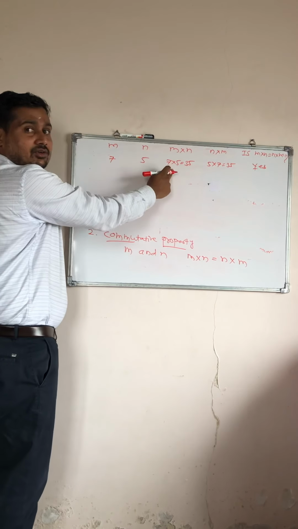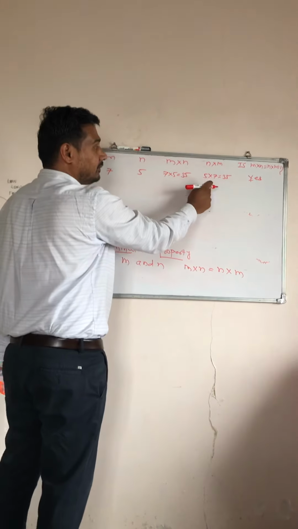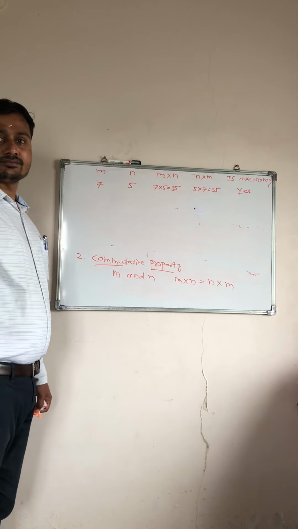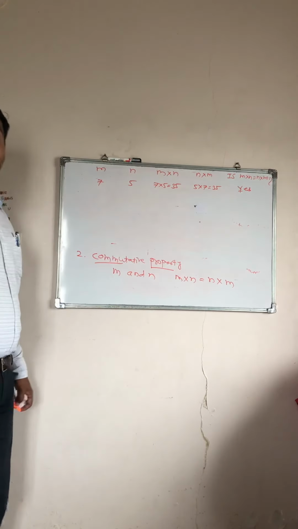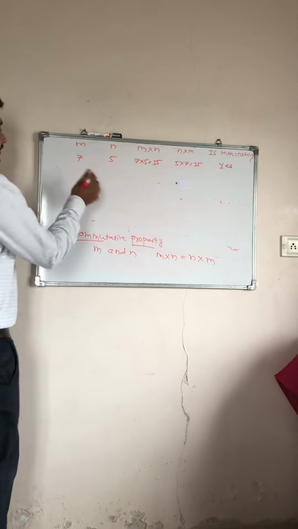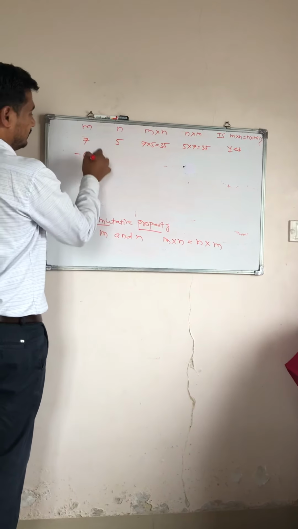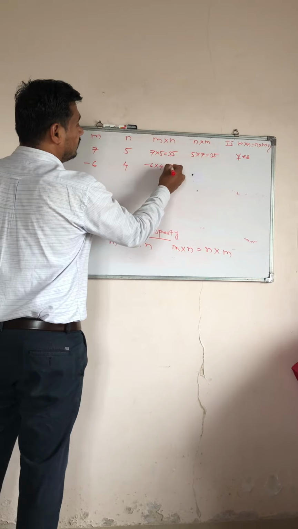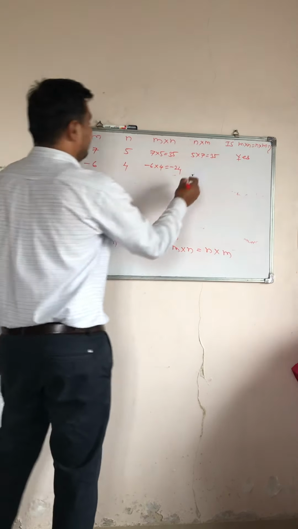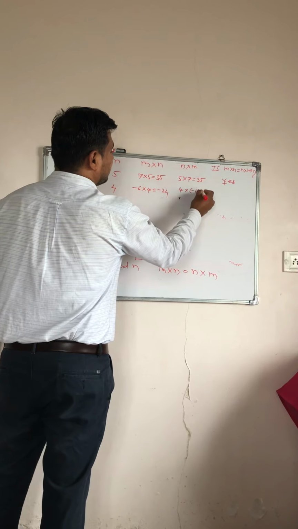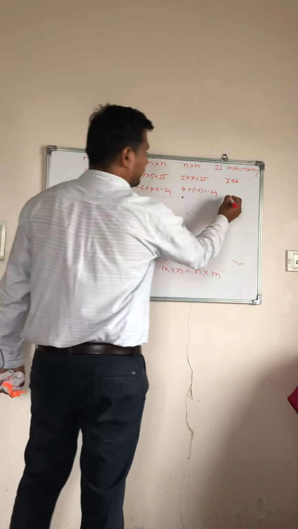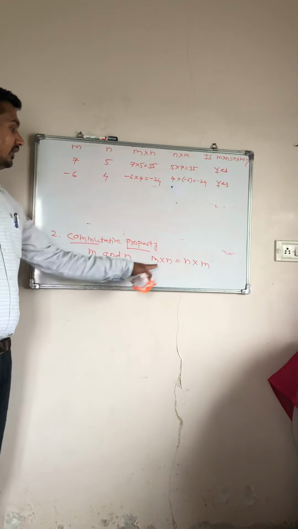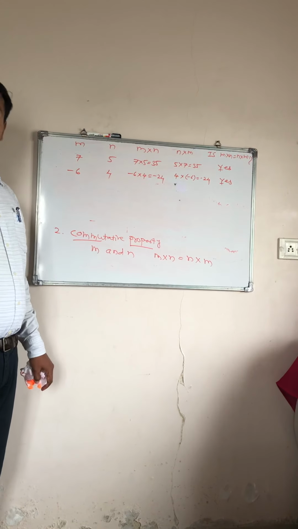because m cross n is 7 multiplied by 5, which is 35, and 5 multiplied by 7 is also 35. So m cross n is equal to n cross m. So this property is called the commutative property. Another example: m is minus 6 and n is 4. Then minus 6 multiplied by 4 is minus 24, and 4 multiplied by minus 6 is minus 24. So m cross n is equal to n cross m. So this property is called the commutative property under multiplication.